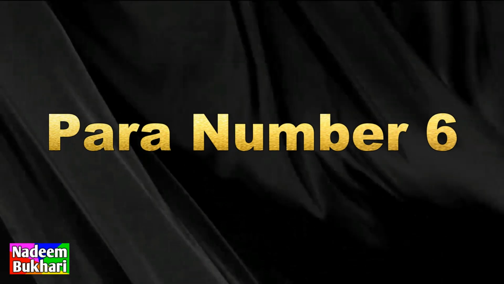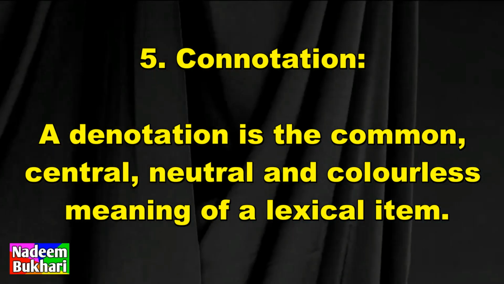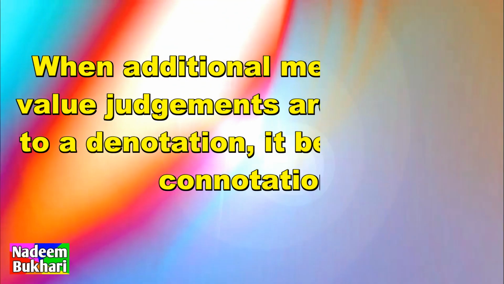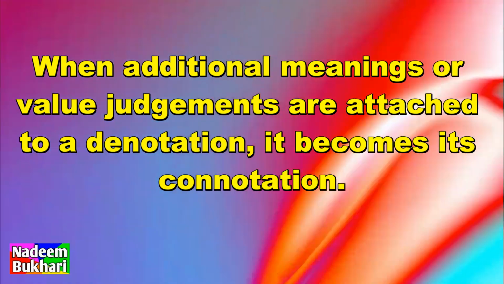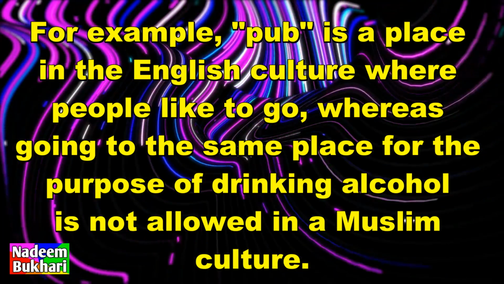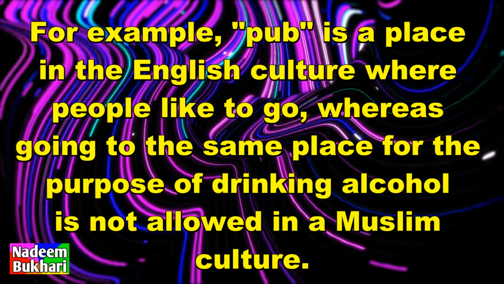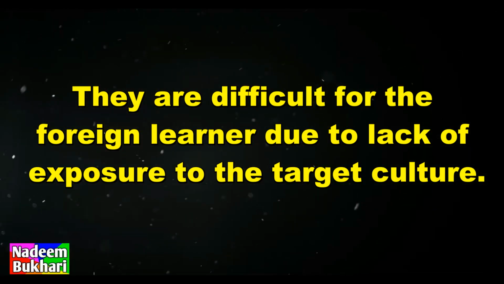Para number 6. 5. Connotation. A denotation is the common, central, neutral, and colorless meaning of a lexical item. When additional meanings or value judgments are attached to a denotation, it becomes its connotation. For example, pub is a place in the English culture where people like to go, whereas going to the same place for the purpose of drinking alcohol is not allowed in a Muslim culture. They are difficult for the foreign learner due to lack of exposure to the target culture.